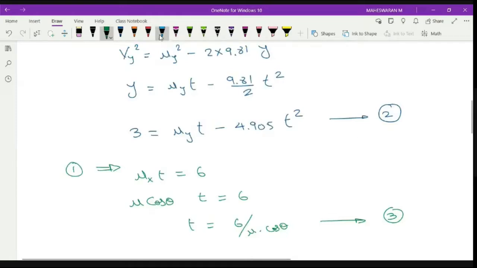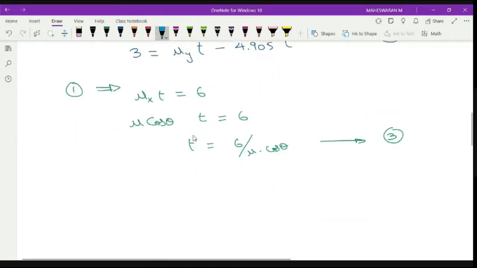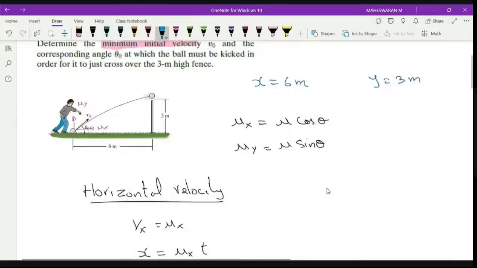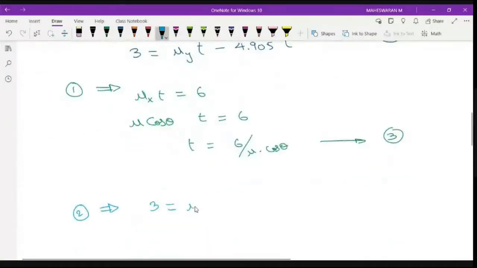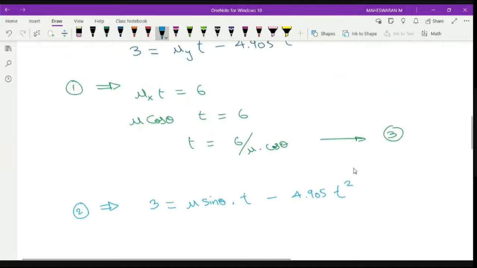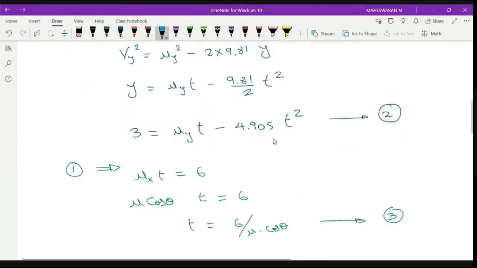Similarly, let us go for equation 2. From equation 2, u_y. So 3 is equal to u_y. We will call u_y in terms of u sin theta. So let me call this u sin theta into t, so u_y into t minus 4.905 t square. This is my equation 2.